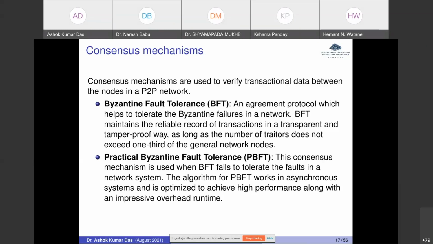But the most practical one is the practical Byzantine fault tolerance algorithm, which was designed after the BFT in order to achieve high performance along with impressive overhead runtime. So now let us discuss a little bit about what is known as the practical Byzantine fault tolerance consensus mechanism.